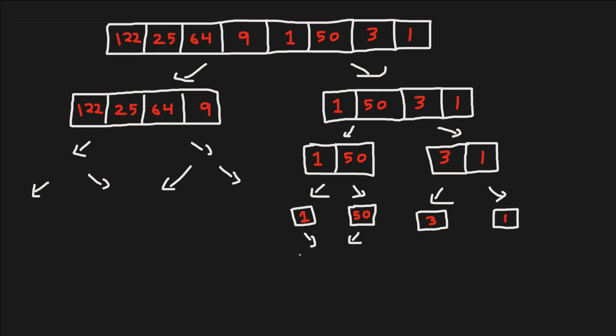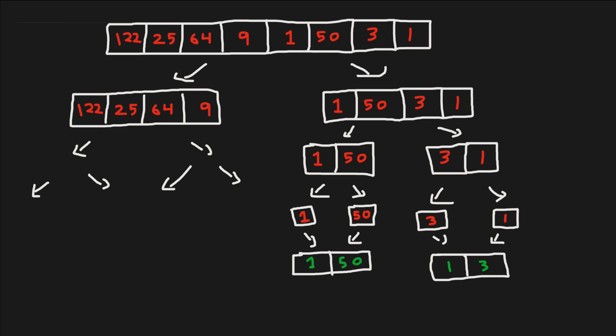So for these two elements, I can merge it into an array that will look something like this. And then for these two elements, we'll merge them as well. And whenever you merge them, you merge them in a way such that the values are sorted, and I'll touch on that a little later. But so yeah, it'll be 1 and 3 because you want the array to be sorted.